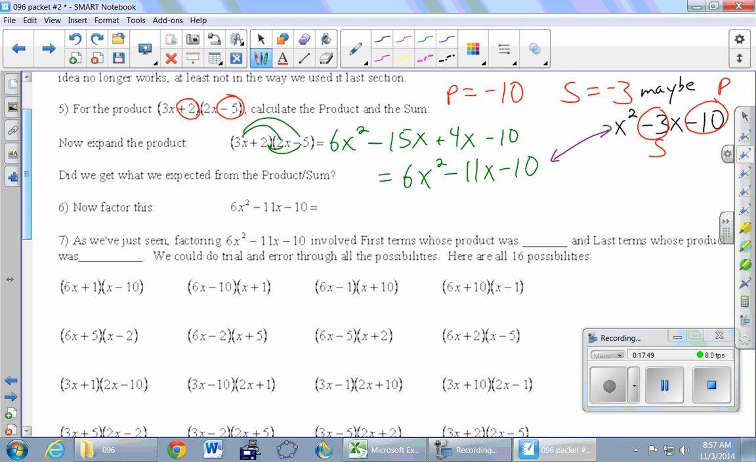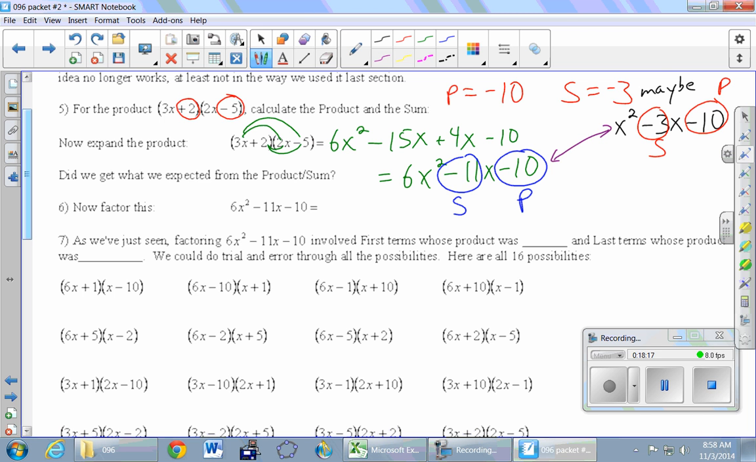Unfortunately, there isn't anything we can factor out of 6, 11, and 10, but that is definitely the first thing to look for. So this is really bad news, gang, because if you played the game and you said, oh, I need two numbers whose product is negative 10 and sum is negative 11, which is what you would have done last class, you wouldn't have found the numbers because the actual numbers had a sum of negative 3. That's what makes these guys much harder, is that we can't use our product sum idea.